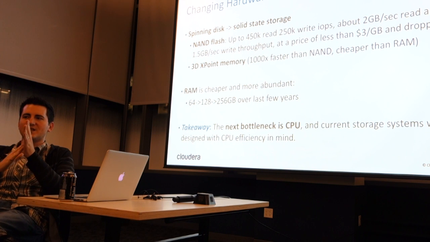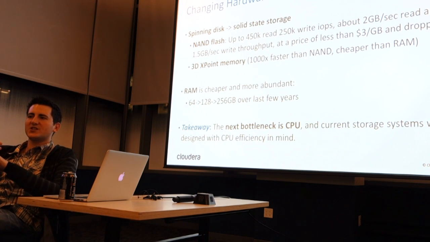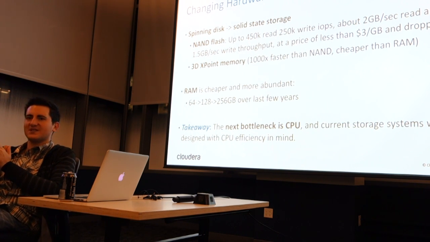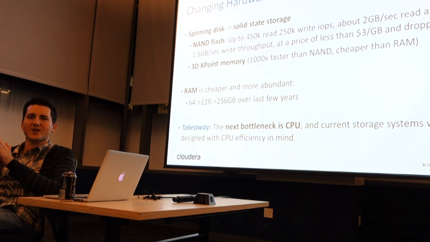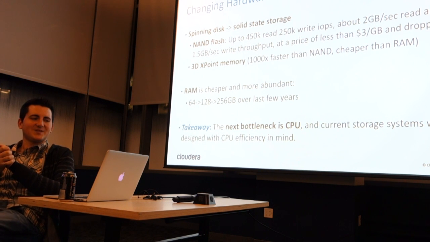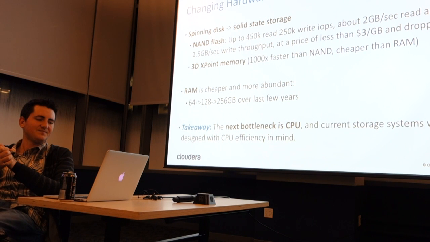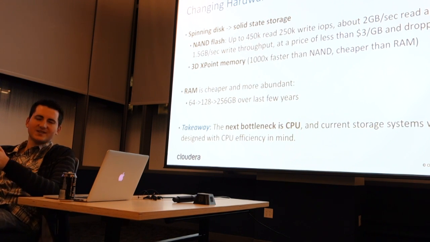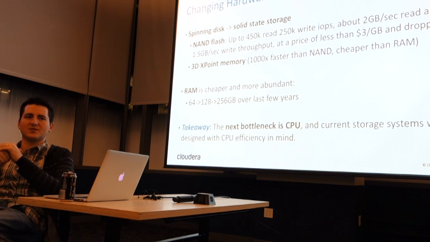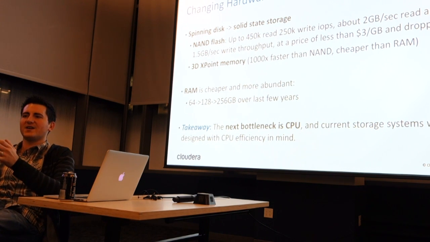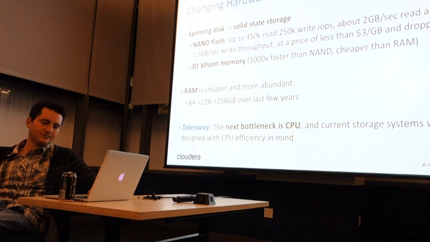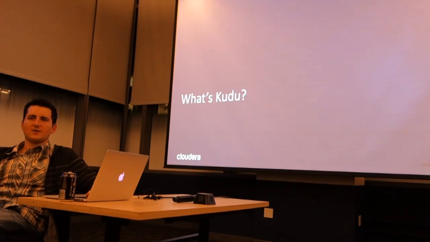The RAM itself is getting cheaper. Running a JVM on 256 gigs of RAM, I wouldn't recommend it personally. You're going to have horrible GCs. So what can we do in order to circumvent that? The next bottleneck is the CPU, and what we found is that the current storage systems, at least in the Hadoop space, were not designed in the most CPU efficient way. Any questions so far?